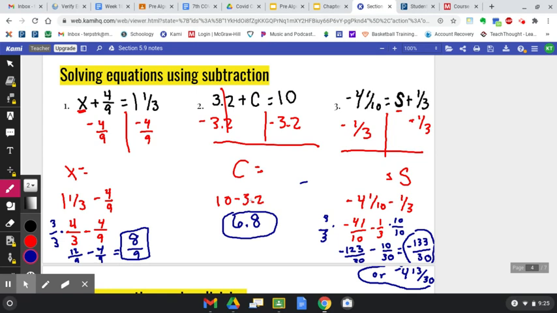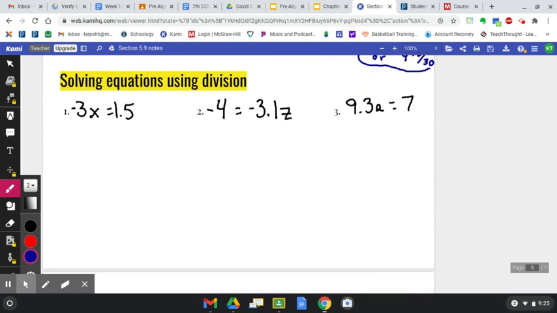10 minus 3.2 should give you 6.8. And then in number 3, I changed negative 4 1/10 to negative 41/10 minus 1/3, right? The least common denominator would be 30. So I multiply the first fraction by 3/3, the second fraction by 10/10. And the result was negative 133/30, or negative 4 13/30. Either answer would be okay.